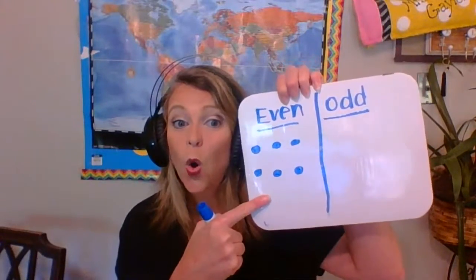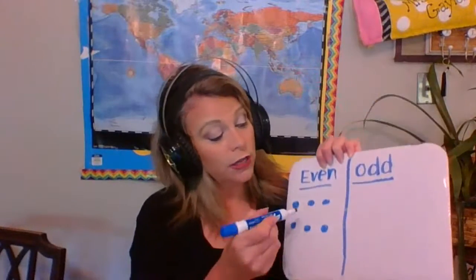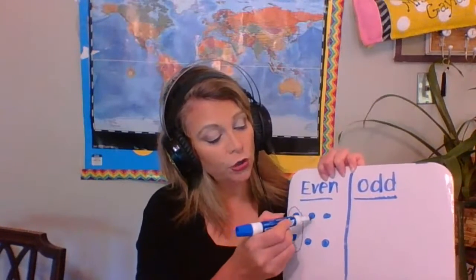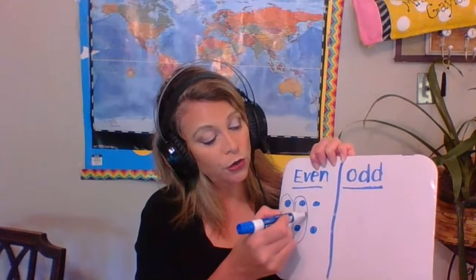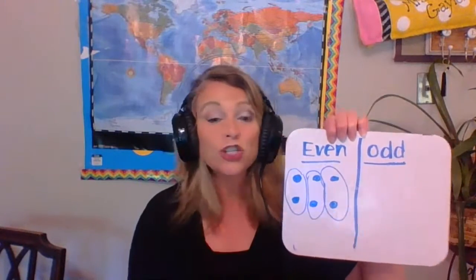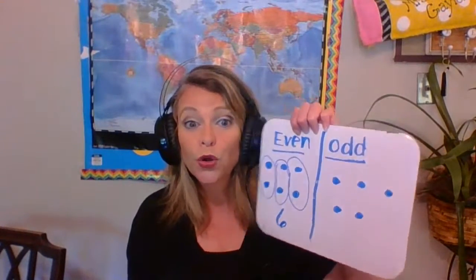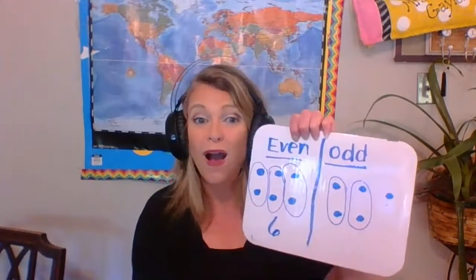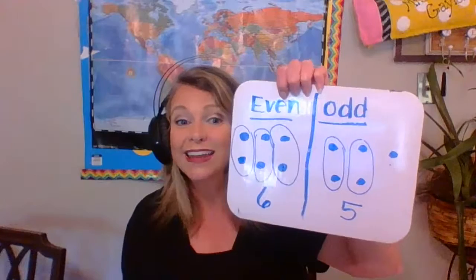So let's look at this. I'm going to draw a diagram of 6 dots here. Is that even or odd? Well, you can look at the groups. This is 1 group of 2, 2 groups of 2, 3 groups of 2. So we know that number is even because there's none left over. There are 6 here. In an odd number, when you have groups of 2, there will be a number left over. Here's a group, and then there's 1. That number is 5, and it is odd.